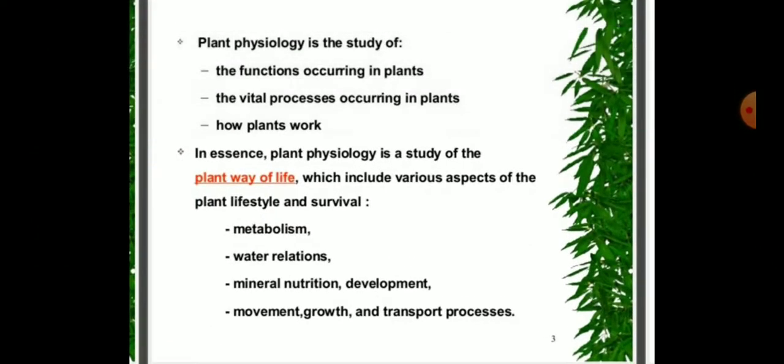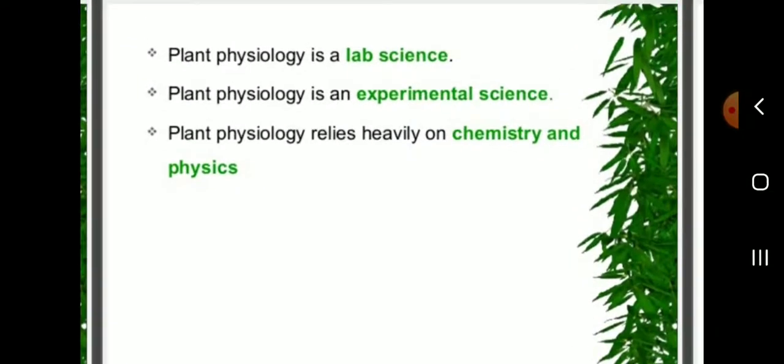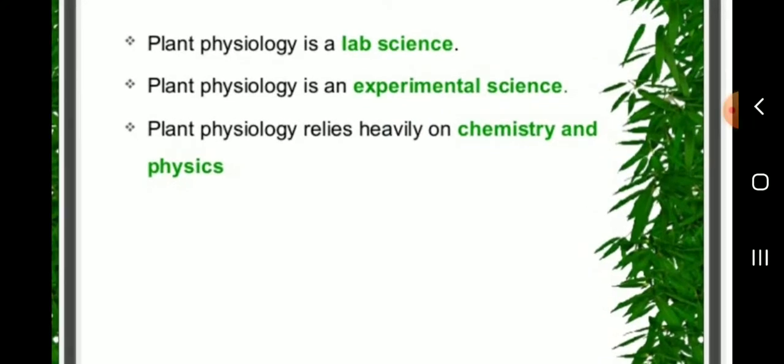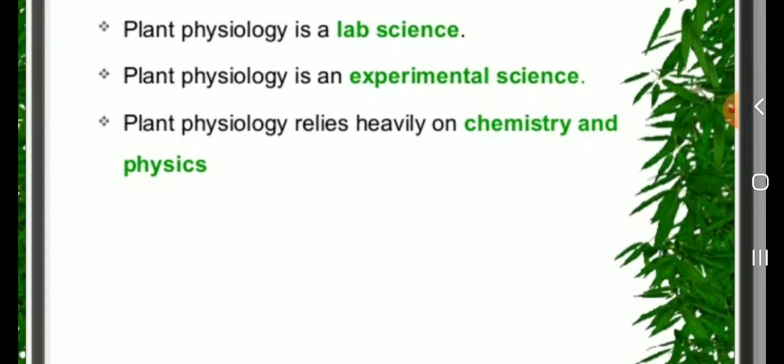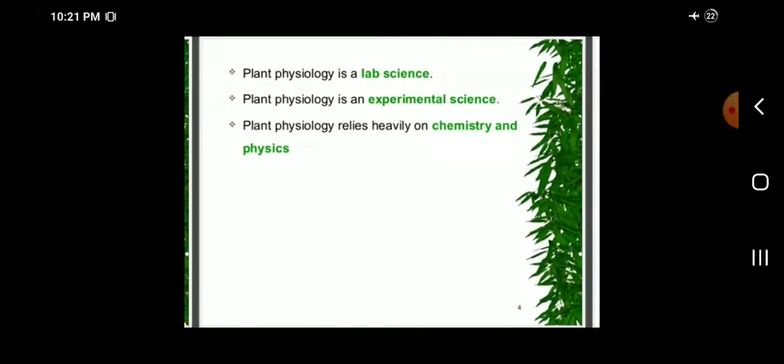Okay, listen. Plant physiology is a lab science. Plant physiology is an experimental science. Plant physiology relies heavily on chemistry and physics.